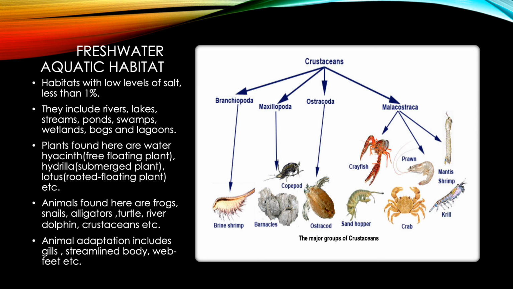Here are some examples of crustaceans. Here you can see brine shrimp, crab, crayfish, krill, etc. Animals' adaptations include gills, streamlined bodies, webbed feet, etc.